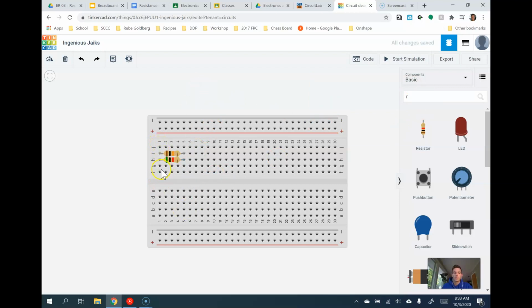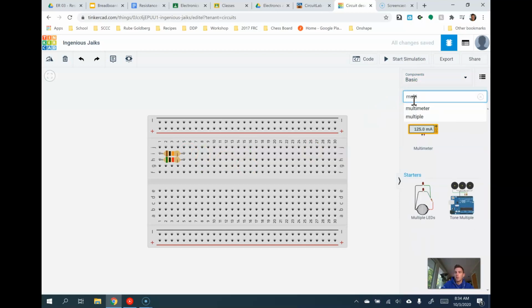Okay, so this is going to be in row 1, this is going to be in row 5. And again, the rows don't really matter. It could be in row 15 and 20 or whatever, but it just matters that in parallel, they're both starting in the same row and they're both ending in the same row. Again, I am going to search for a multimeter, and I'm going to pull this in here.